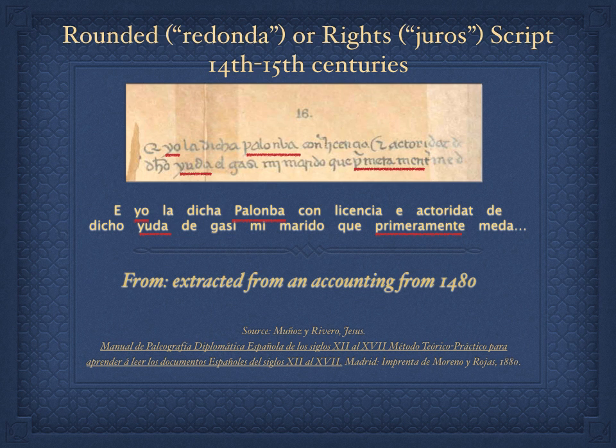Here it says yo, so I, Palomba, which is a name. Then you can see the second line, Yuda. So Yuda is a first name. And then Degasi, mi marido. So it's saying Yuda Degasi, my husband. And then you can see a primeramente there, which is abbreviated a little bit. So this looks very interesting as well. All right, let's continue along.